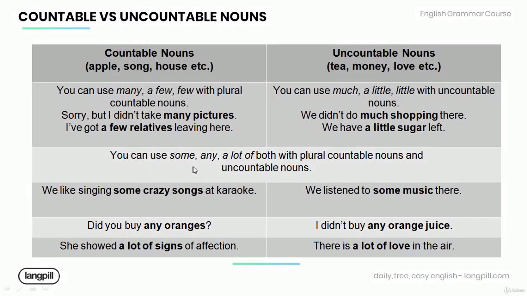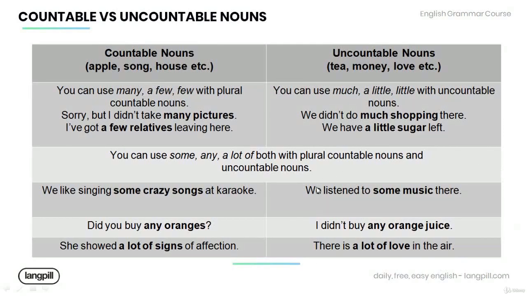Note that you can use some, any, a lot of, both with plural countable nouns and uncountable nouns. Have a look at the examples below. We like singing some crazy songs at karaoke. Did you buy any oranges? She showed a lot of signs of affection.